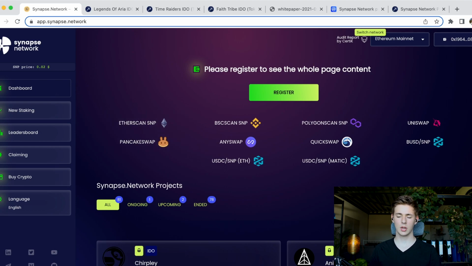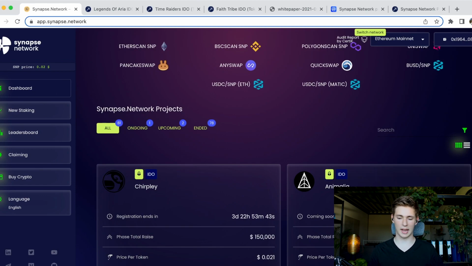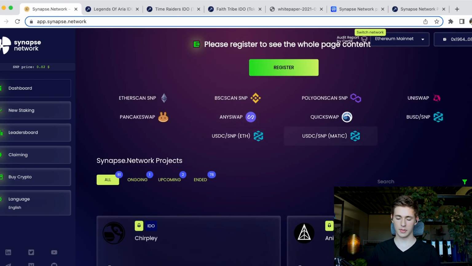Now the homepage, the dashboard basically, is going to be your Launchpad. Here you're going to see all of the chains, all of the swap and exchanges, and all of the projects that are currently going on, are upcoming, and have already ended. So we're going to look at all three, right? Upcoming, ongoing, and ended.